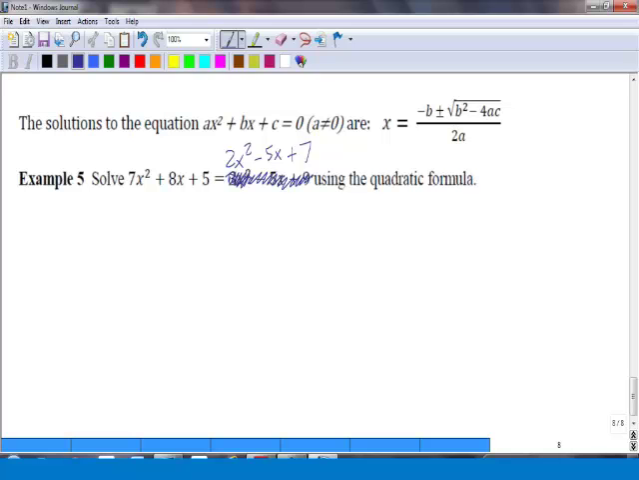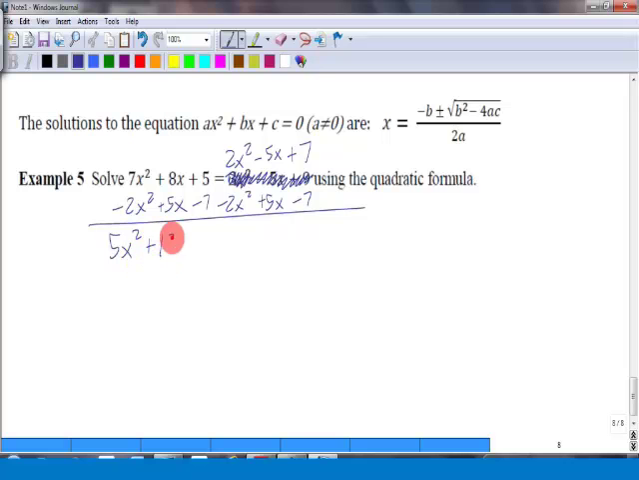Let's subtract 2x squared from both sides. Add 5x to both sides. And subtract 7 from both sides. When we do, we get 5x squared plus 13x minus 2 equals 0. It's still going to have two real solutions, which I want.